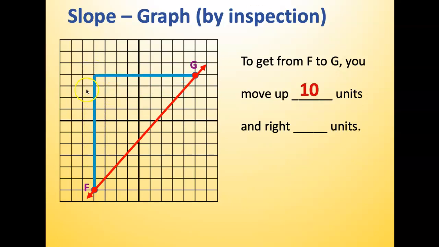And then after that, count the number of units from that point going to point G. Then you will have 1, 2, 3, 4, 5, 6, 7, 8, 9. So going to the right, you have 9 units. Now we can get our slope by doing 10 over 9. So this is your slope, and you know it's positive because it's going up. So remember, the direction going up or down is the numerator of the fraction, and the direction going right or left represents the denominator of the fraction.